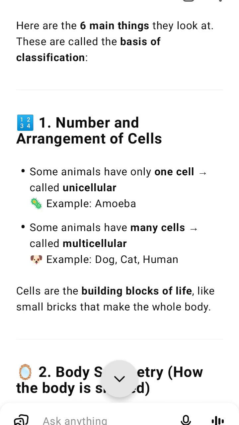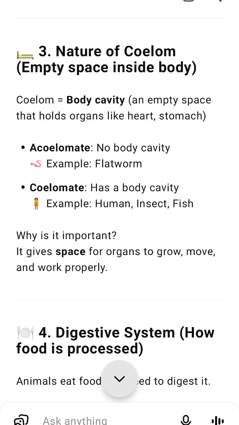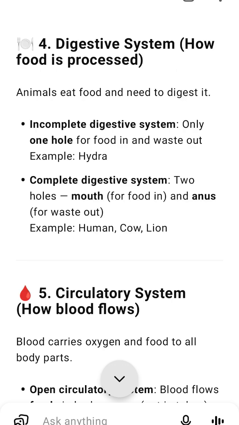4. Digestive system, how food is processed. Animals eat food and need to digest it. Incomplete digestive system: only one hole for food in and waste out. Complete digestive system: 2 holes, mouth for food in and anus for waste out. Example, cow, lion, hamster.